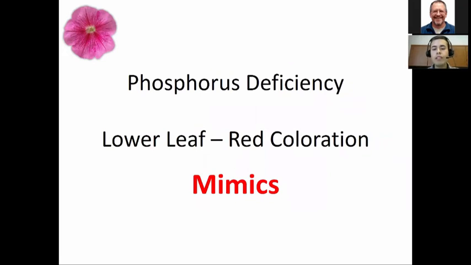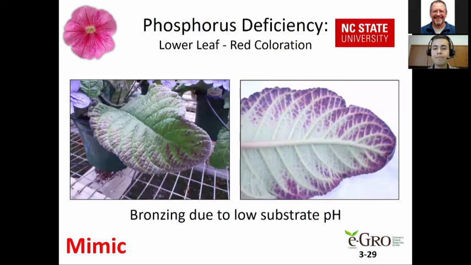So now let's talk a little bit about the different mimics that may look a lot like phosphorus deficiency. So here you may see a bronzing or blackening of the lower foliage due to low substrate pH. Obviously, the symptom looks a lot like phosphorus deficiency, but is actually due to a toxic accumulation of iron and manganese that will occur at low pH. And if you want to read more about that, we've done a number of e-GRO alerts, e-GRO 329 there at the bottom of the slide. If you want to check that out, we definitely have some resources available for you to read.